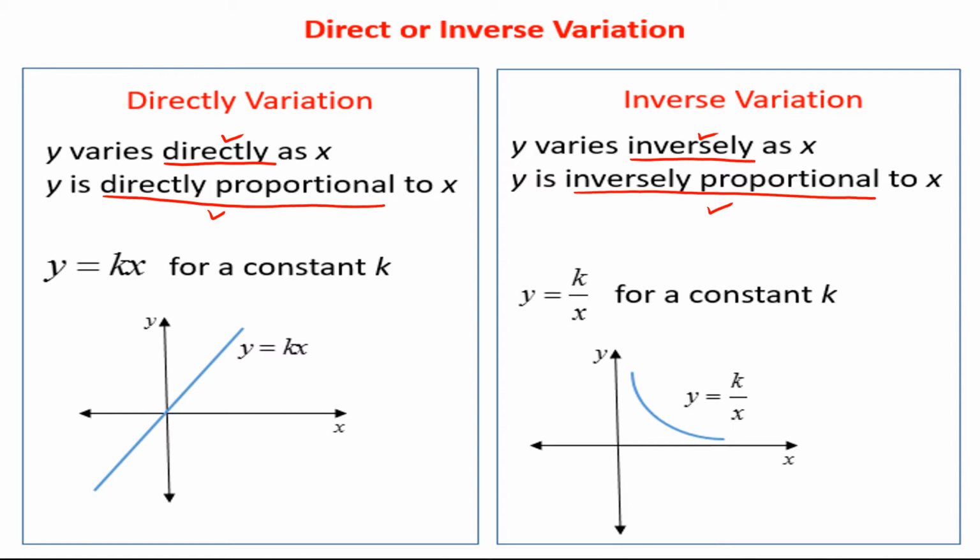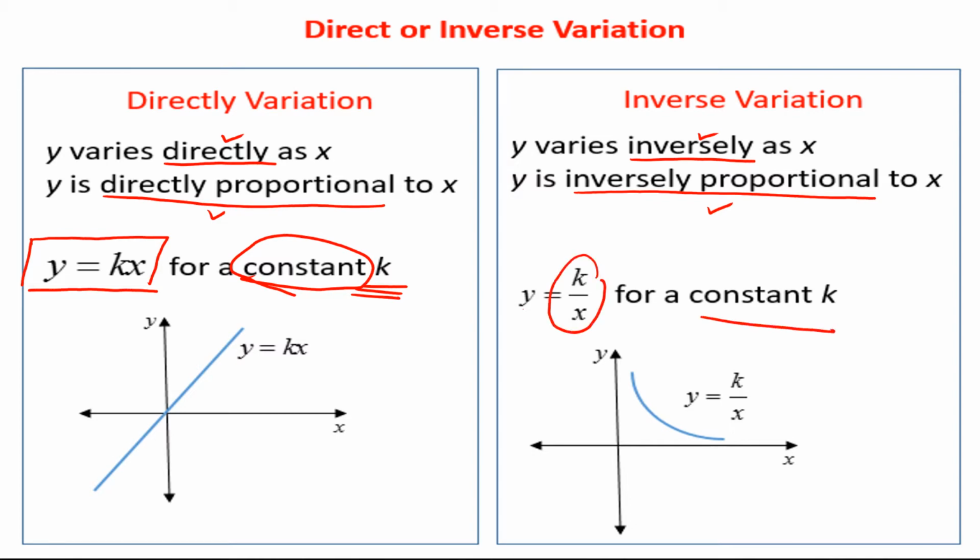So if we're going to write that, we're going to write it as y is equal to k times x for our direct, where your k is the constant of the variation. Mamaya makita natin what is this constant. Then, we have y is equal to k over x for our inverse. So, that's y varies inversely. Tingnan natin po yung difference. And then, your k is the constant.